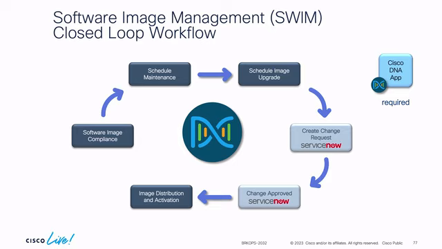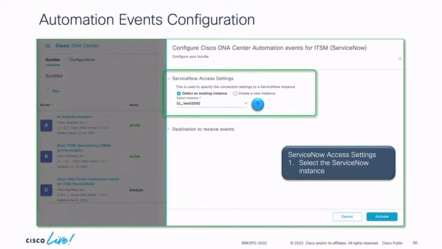So be aware, this change approval may go today at 11 o'clock, but if the scheduled time for this software distribution is Friday evening at 7 p.m., that's when DNA Center will start the distribution of that software. So let's take a look from a configuration perspective.